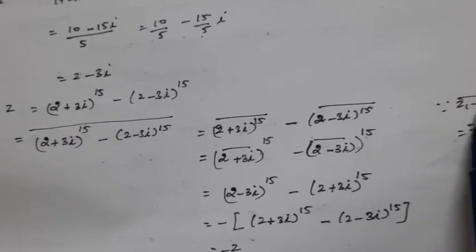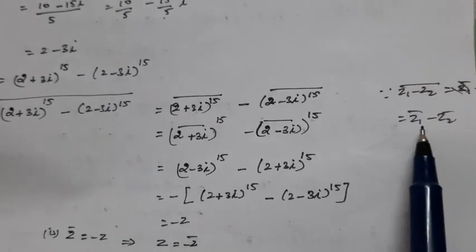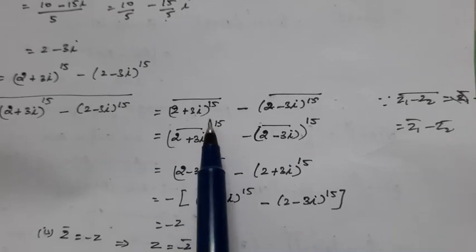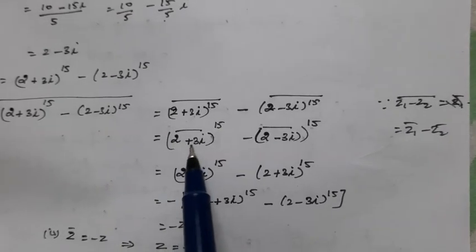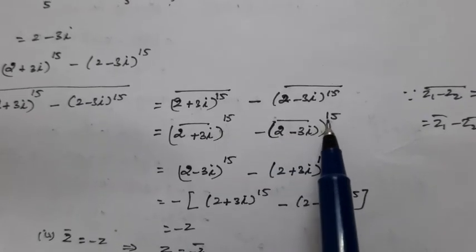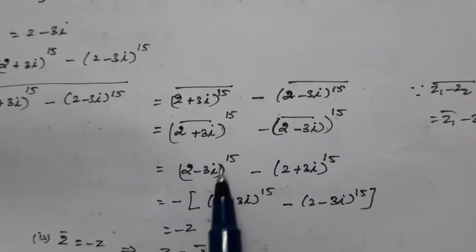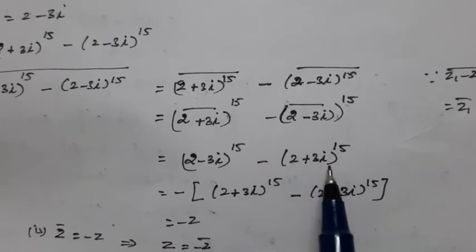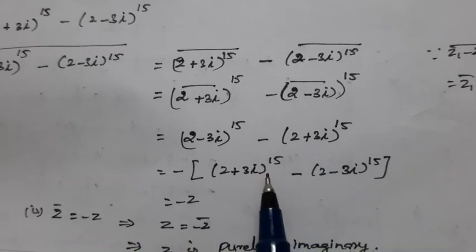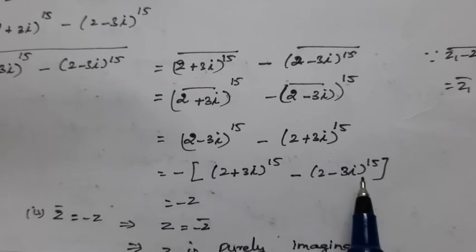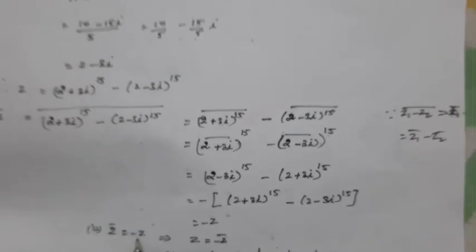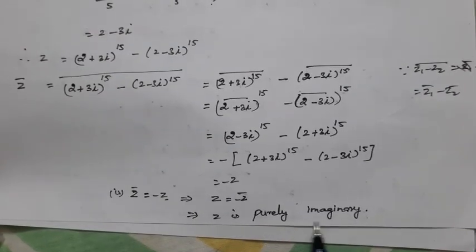Again using the property that (Z1 - Z2) whole bar equals Z1 bar minus Z2 bar, it can be split like this. Again using the property of power n, it will be equal to (conjugate of 2 + 3i) to the power 15 minus (conjugate of 2 - 3i) to the power 15. That is (2 - 3i) to the power 15, and its conjugate is (2 + 3i) to the power 15. Now taking one minus outside, we have (2 + 3i) to the power 15 minus (2 - 3i) to the power 15. This is nothing but Z. So we have proved that Z bar is equal to minus Z. That means Z is purely imaginary.